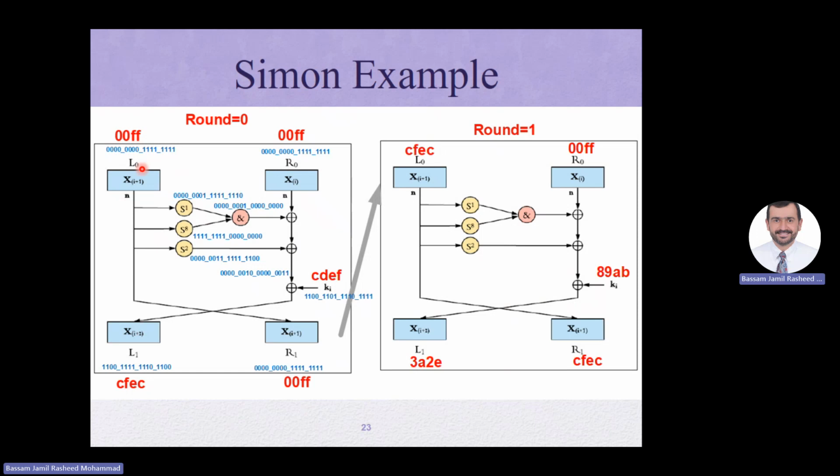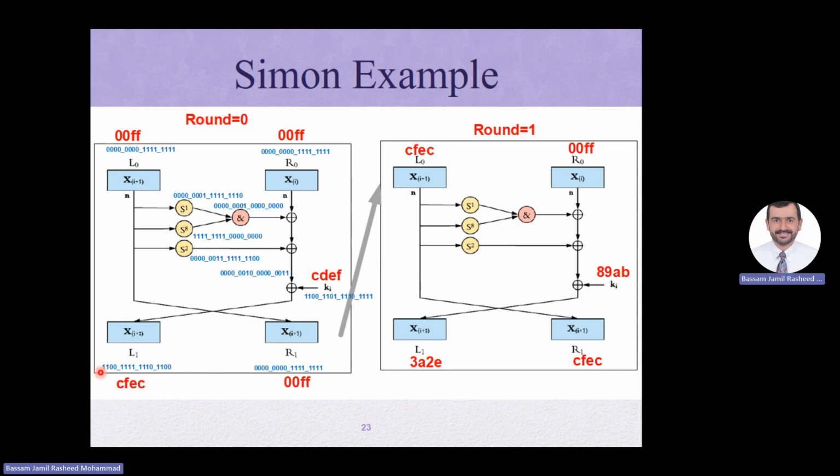This is my round zero. These are the inputs of round zero in terms of data. This is the input of round zero in terms of subkey. And this is the output of round zero, which will go to round one, okay, after I executed the round function.